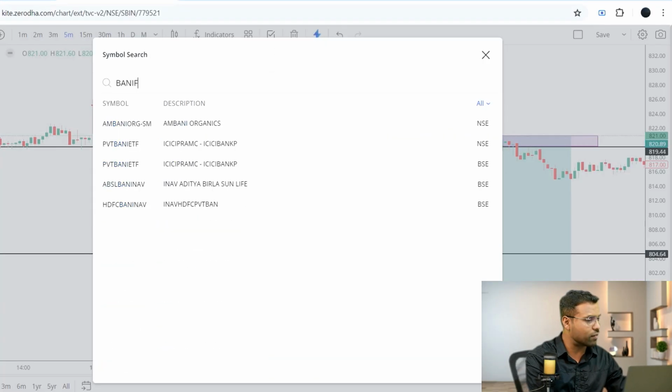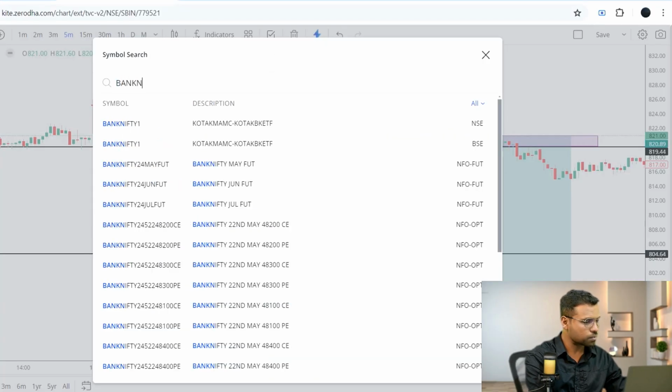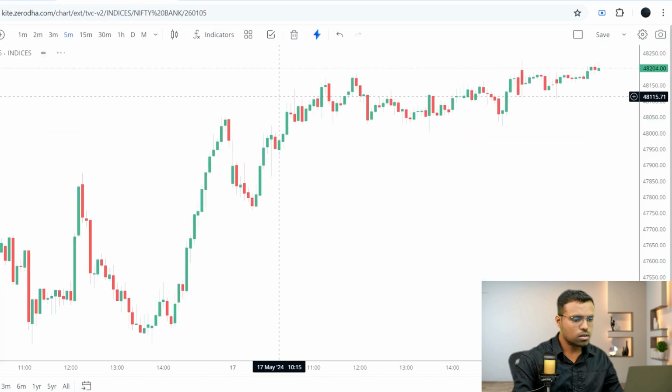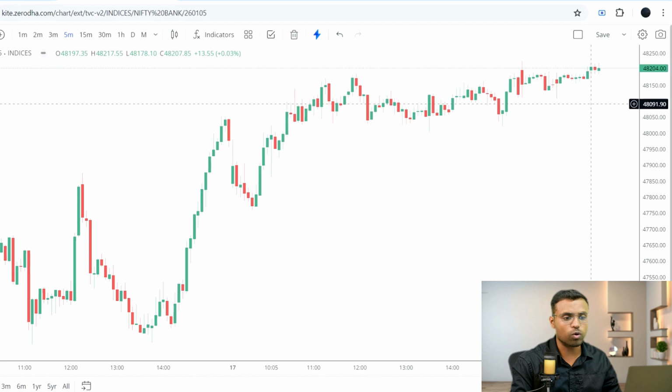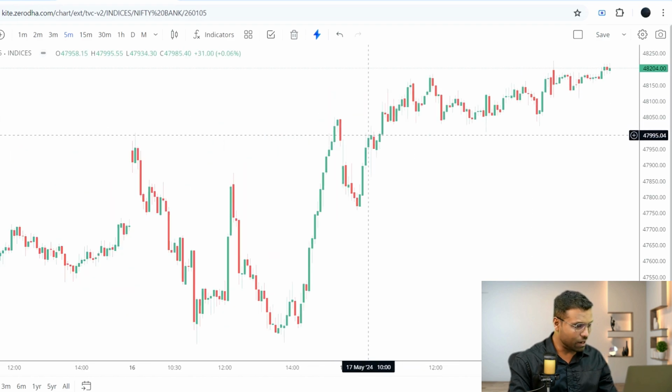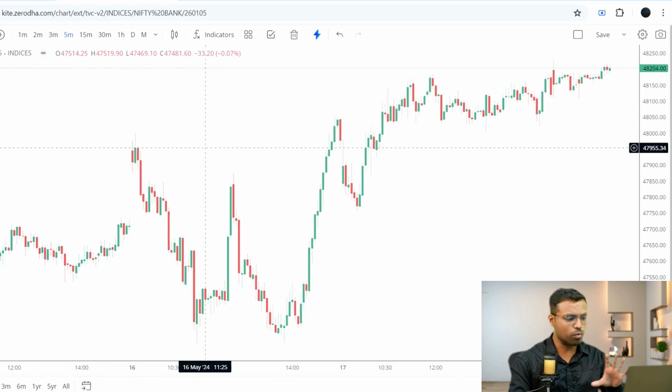Guys, I'm going to the Bank Nifty chart. So where has Bank Nifty closed on the 17th of May? It's at 48,204. And where do we find big swings over here? Very interesting day, 16th May 2024. Let us go into this chart and see if you knew this concept. Would you have been able to capture big rallies on this day effortlessly, right?